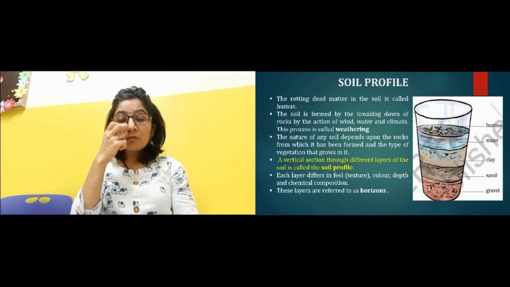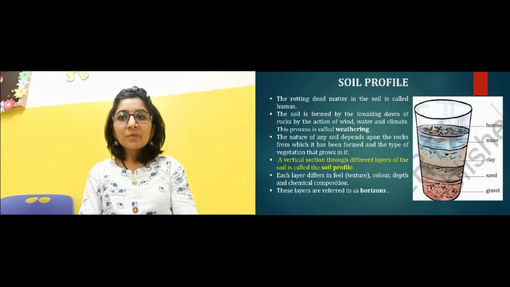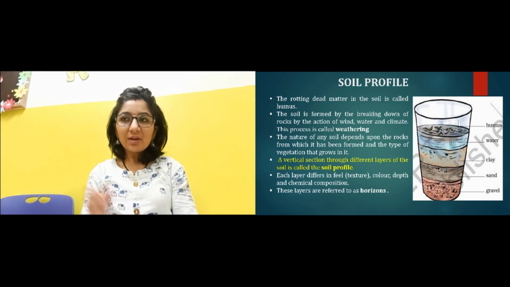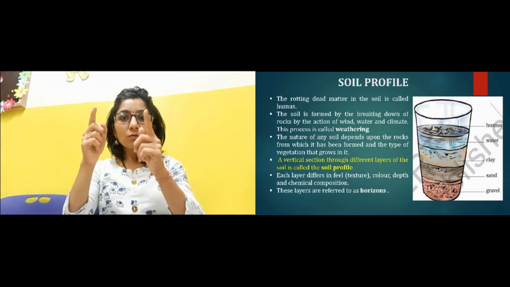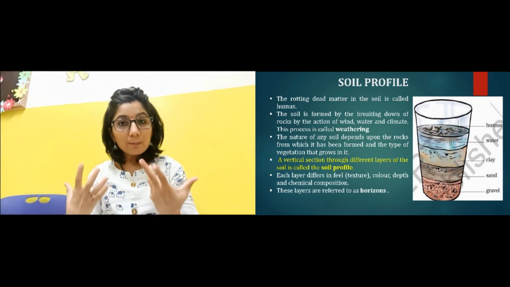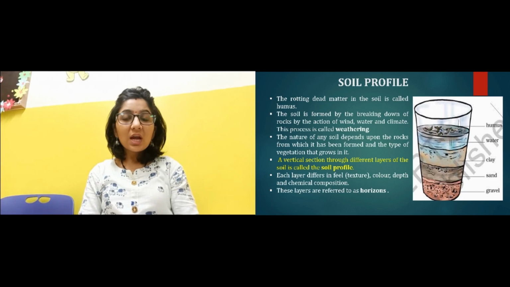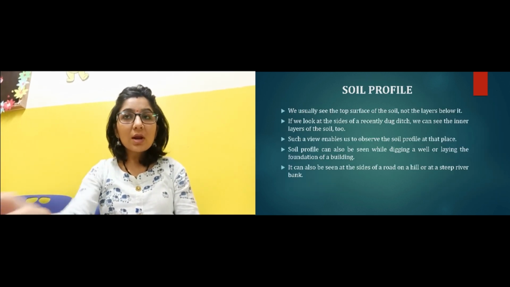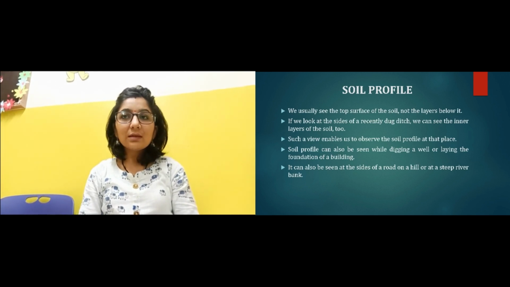If you see the vertical section of the soil, the different layers of soil are called the soil profile. In the diagram you can see the glass tumbler with layers, that is called the soil profile. Each layer will be different, its color and depth will differ, and the chemical composition of each layer will be different, and hence all these layers are called the horizons. So let us see in detail about the soil profile.